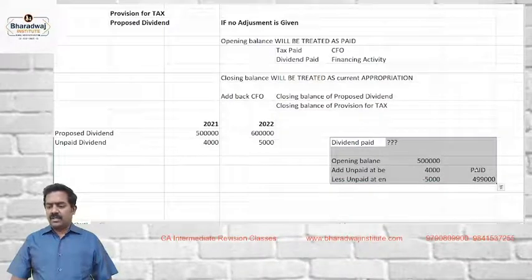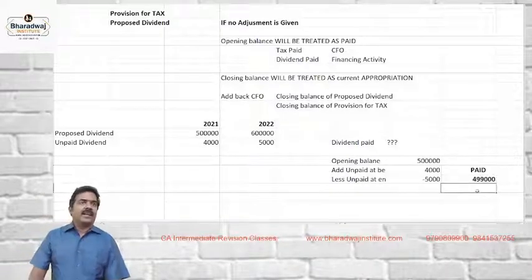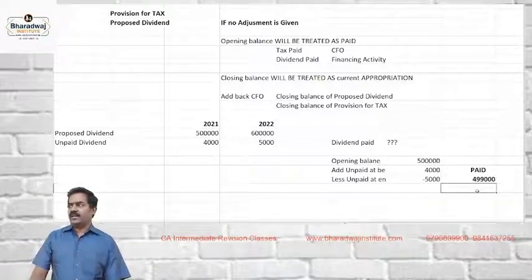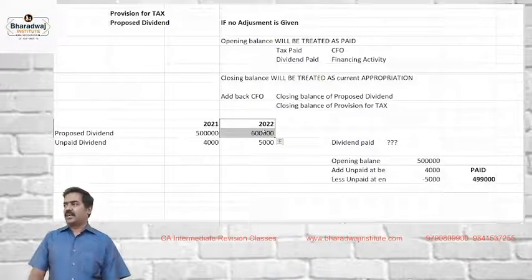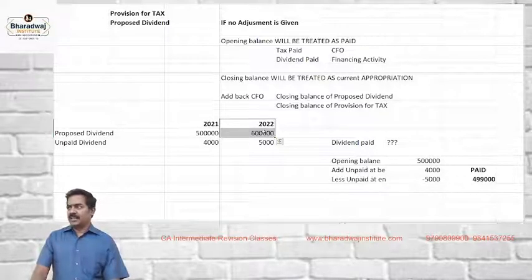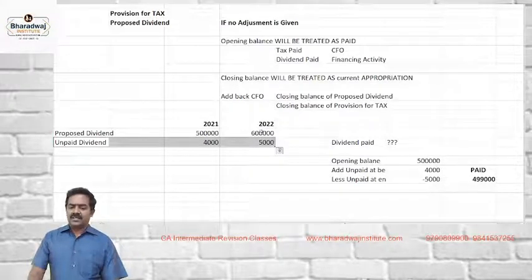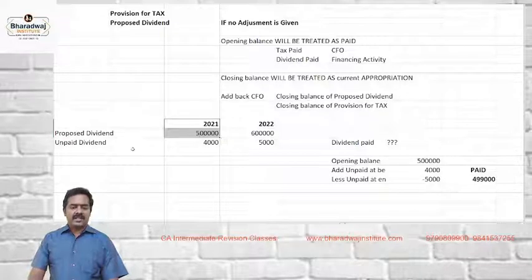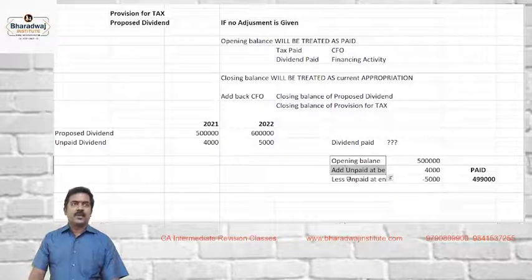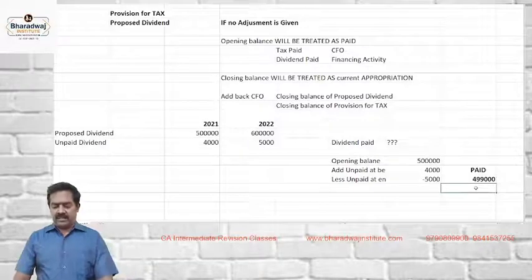So in the examination, in the financing activity, you will show only how much? 4,99,000. You will show 4,99,000 only. And in the cash from operating activity, the current year provision for dividend or proposed dividend, you will add back how much? 6 lakhs. Simple. If this adjustment would not have been given, 6 lakhs you would have taken as current year appropriation and 5 lakhs you would have taken as paid. Since an unpaid dividend is given, the opening balance is taken as paid and the closing balance is to be paid. So what is paid will come in which activity? Financing activity.